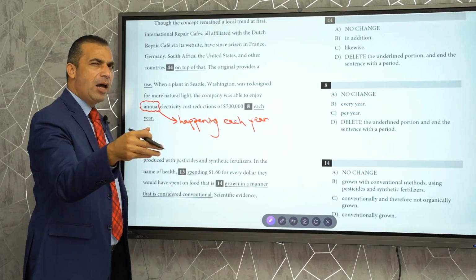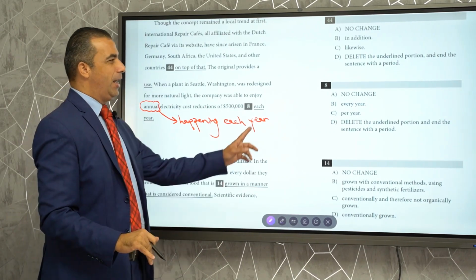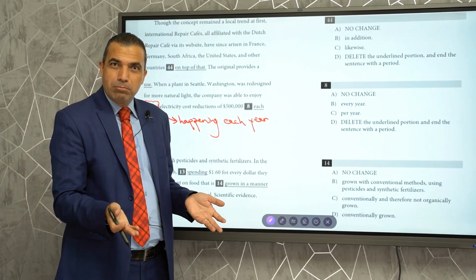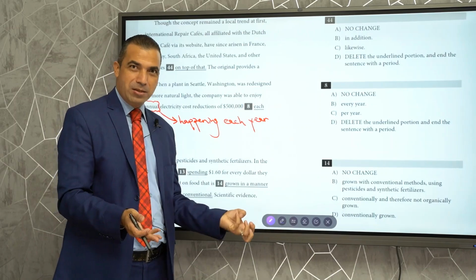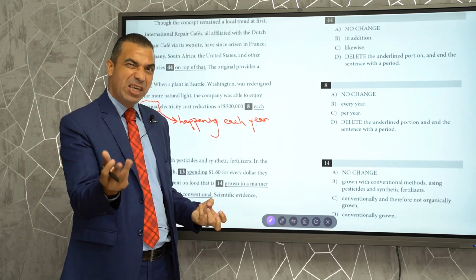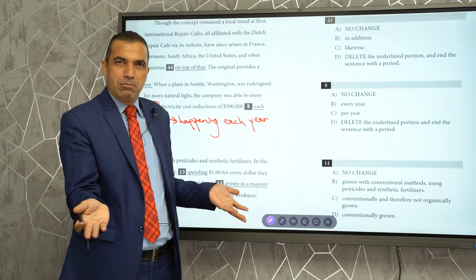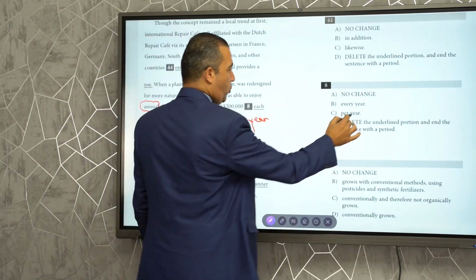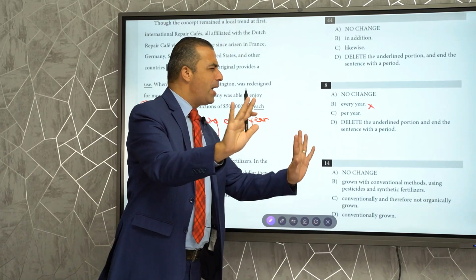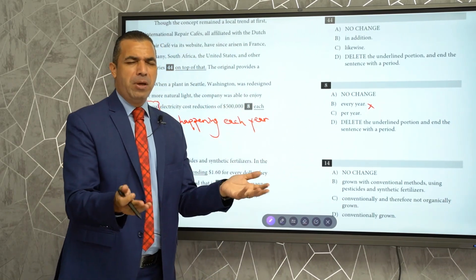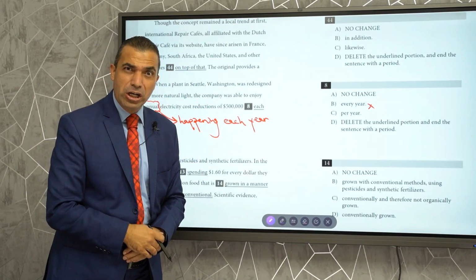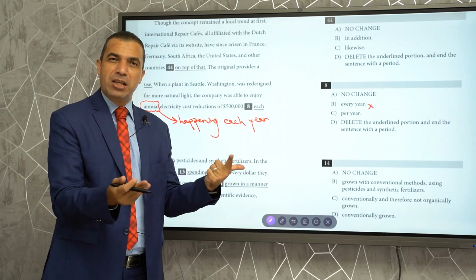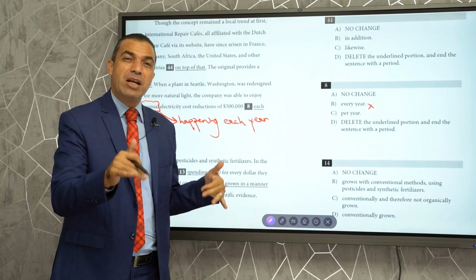Okay, so I will remove each year and use every year. Is it correct? You replace each year with every year. So what is the difference? Again, you are making a redundancy. They are the same meaning. Of course not. Okay. My answer is C, per year. Per year means what? Means every year and each year, they are the same. So you are repeating yourself again.